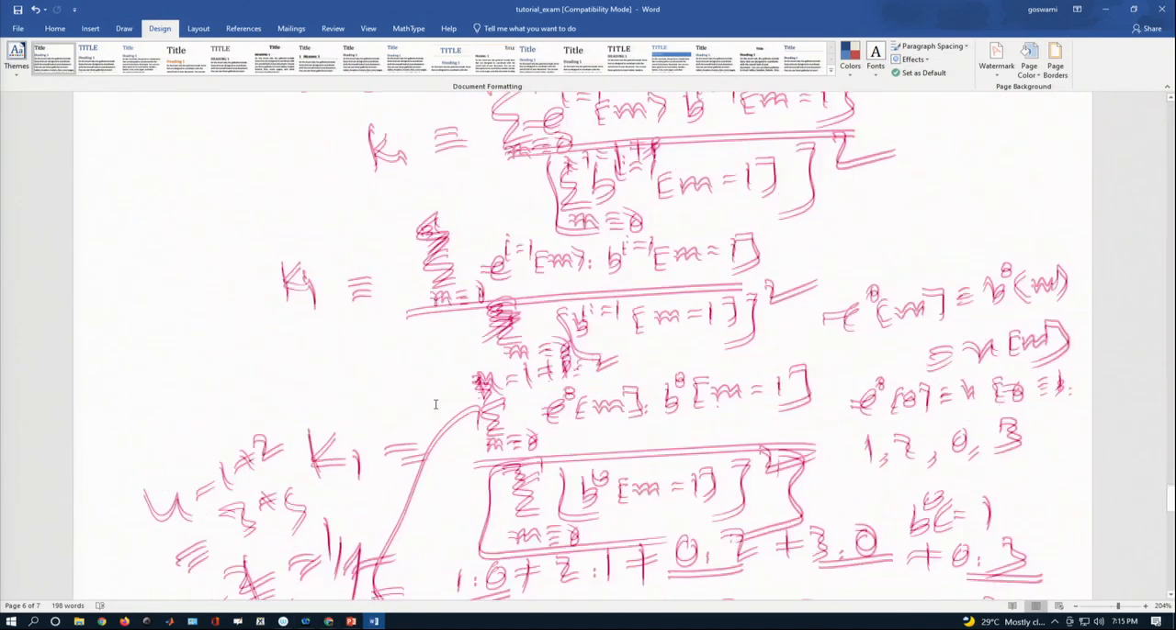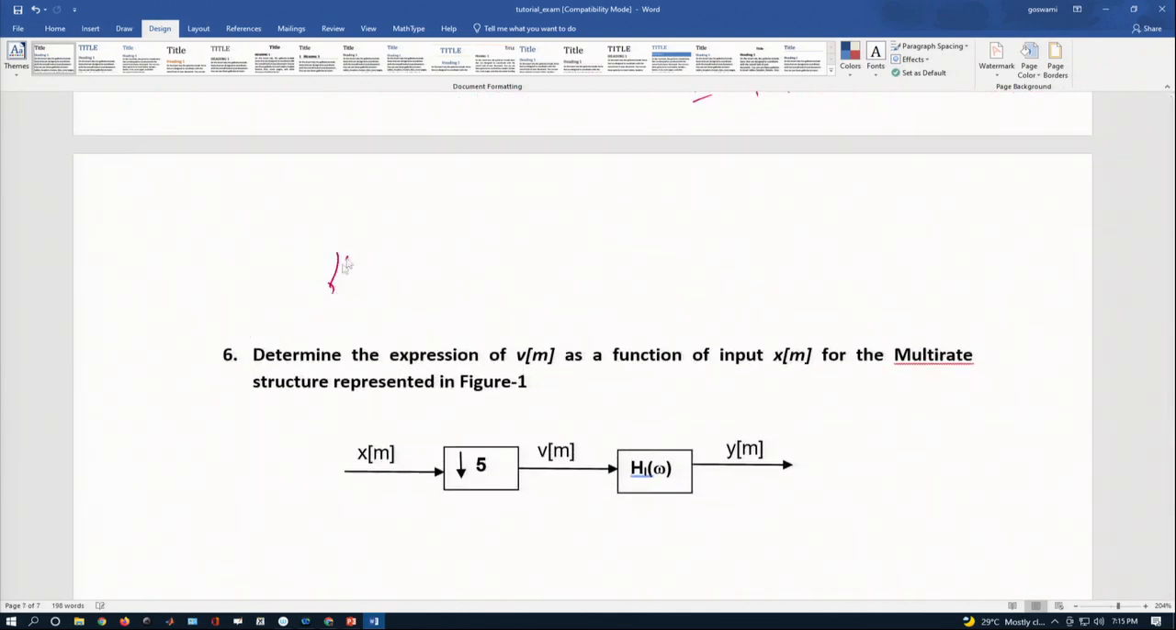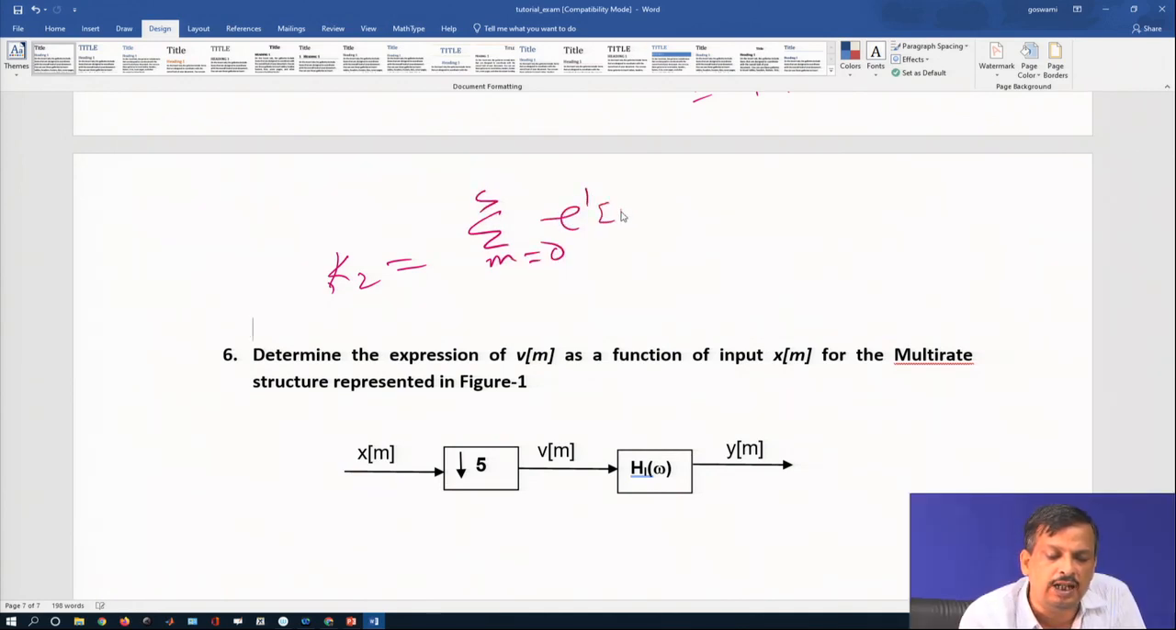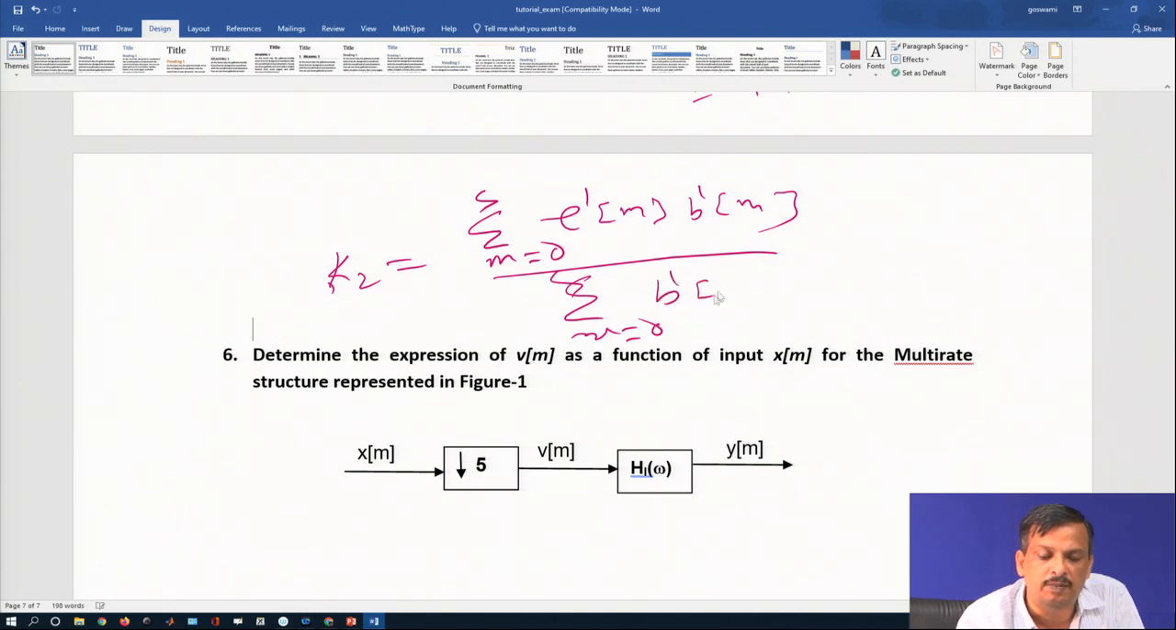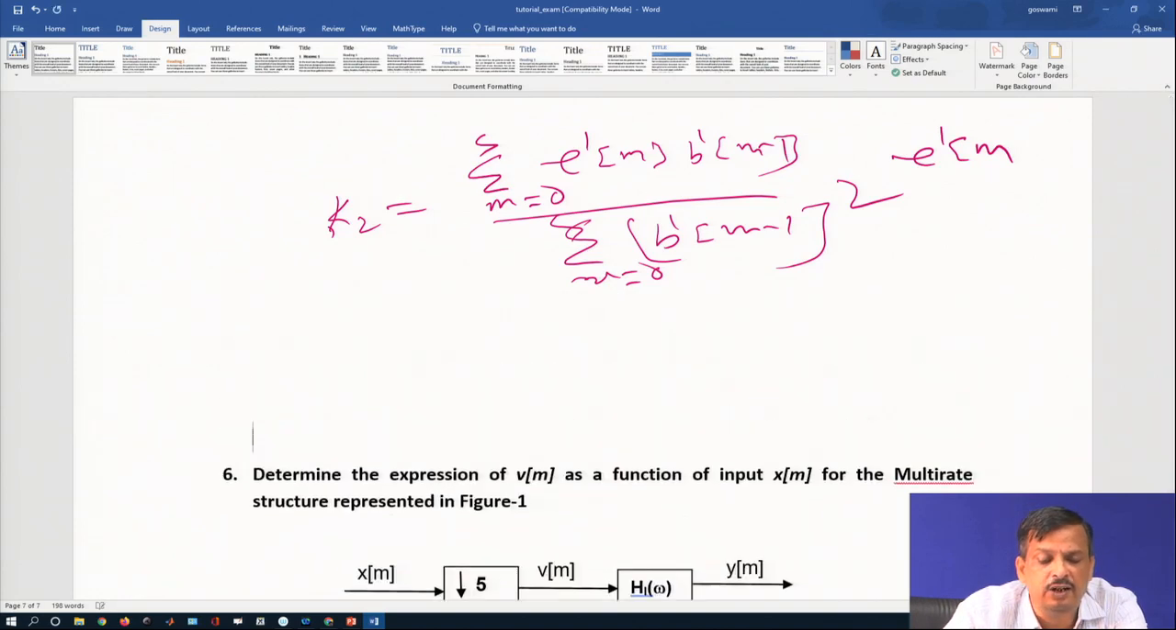Then I have to calculate K2. So when I say calculate K2, K2 is nothing but, I have to set m equal to 0 to 5, E1m, B1m divided by the sum over 0 to 5 of B1m, m minus 1 whole square. So I have to determine E1m. So what is E1m? How do I get the E1m?